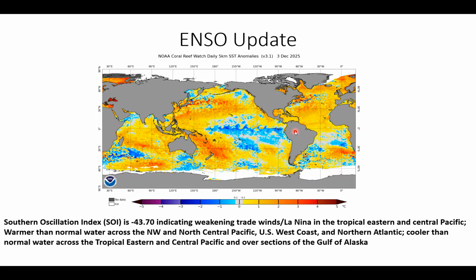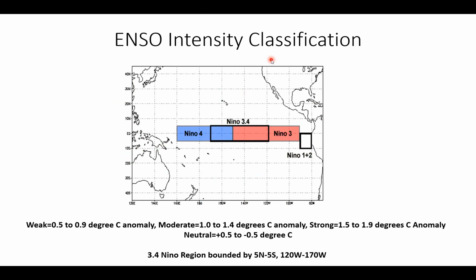We see the cooler than normal water generally really standing out across the eastern and central tropical Pacific Ocean, and then again some pockets here into the Gulf of Alaska. Here is the El Nino Southern Oscillation. These are the intensity classifications, just a brief review of that.